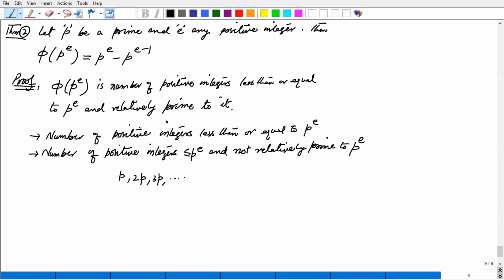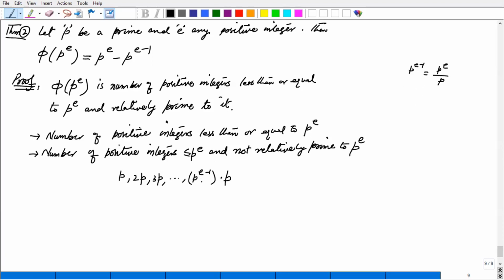So then you can count them till p to the power e minus 1 times p. Because all numbers till p to the power e, so the number that comes before p to the power e is p to the power e minus 1. This is with respect to the coefficient. This is p to the power e divided by p.